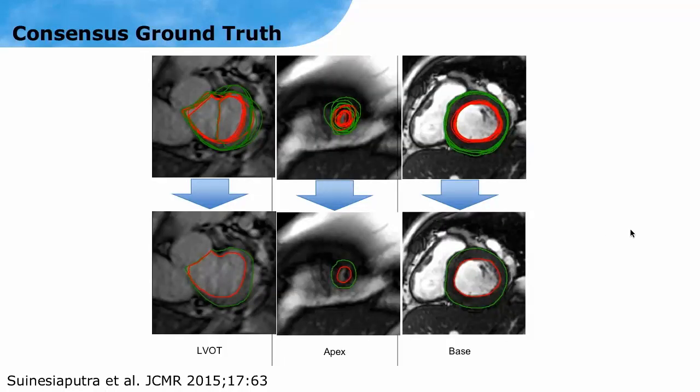So recently we decided to do a study which was an interesting study, and we learned a lot from it. We got 7 very well established cardiac MR core labs to contour the same 15 cases. And this took about a year to actually get everyone to contour the same cases.